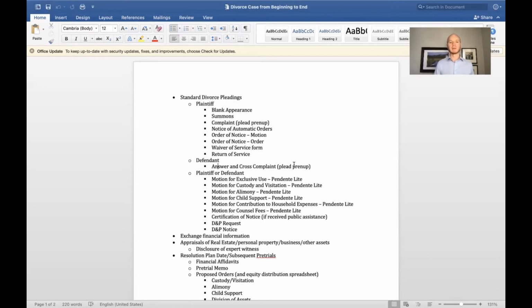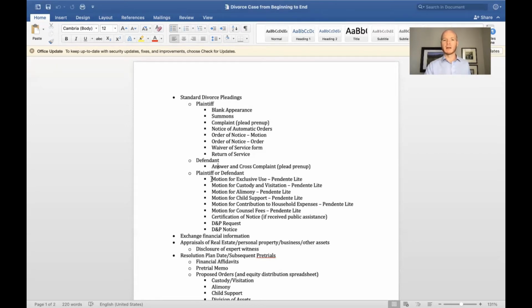So those are the basic pleadings for the plaintiff and the defendant. And then there's some other standard pleadings that are filed by either side. We're going to get into all this stuff in more detail in different videos. I'll show you the actual forms, etc.